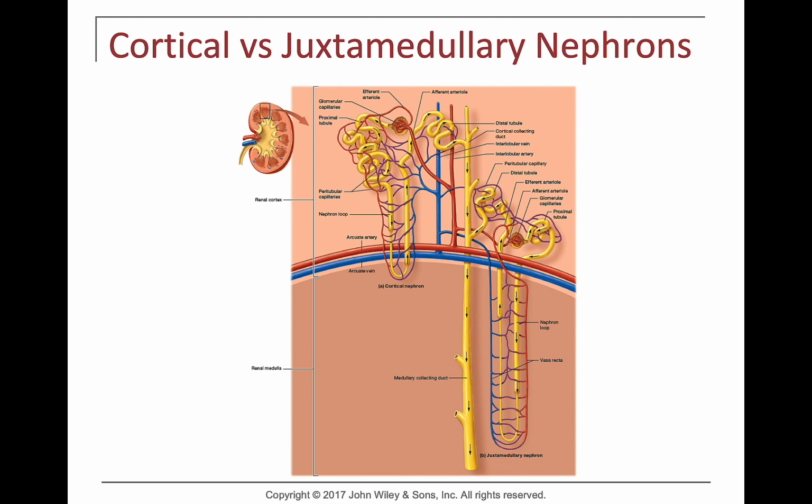We'll see that one of the functions of those fewer juxtamedullary nephrons is that they help maintain an osmotic gradient in the medulla that allows us to make correct and concentrated urine. And we will see that in a deeper physiological process. So juxtamedullary: juxta means next to, and medulla. So it just means that it's a nephron that goes deeper, next to the medulla.